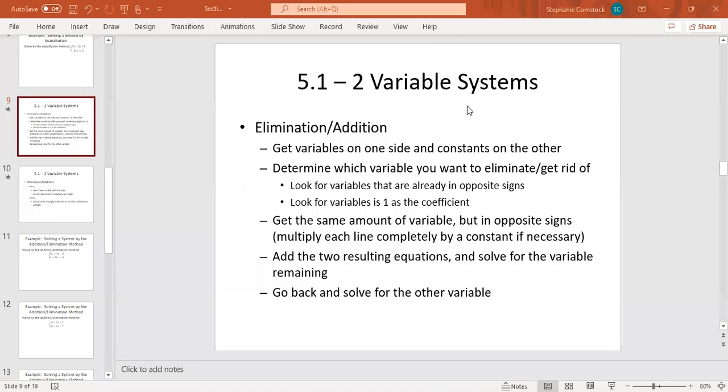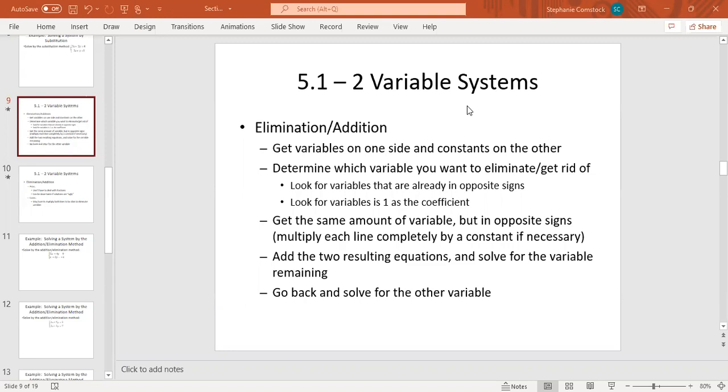The third method that we're going to look at for solving a two-variable system is what's called elimination or addition. The concept here is we're going to use addition to allow us to eliminate a variable. So the process we're looking at is we want to get all of our variables on one side and the constants on the other. Then we're going to figure out what variable we want to eliminate.